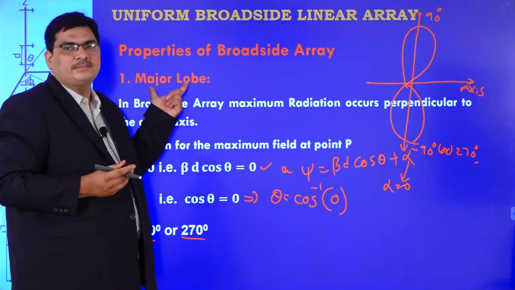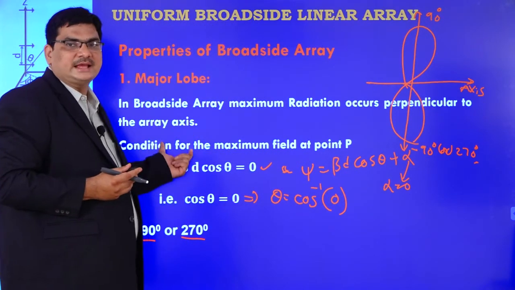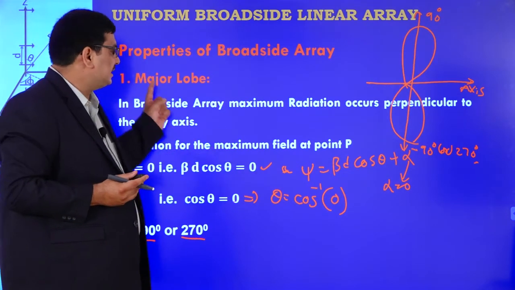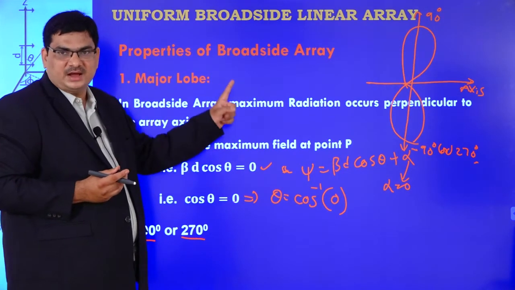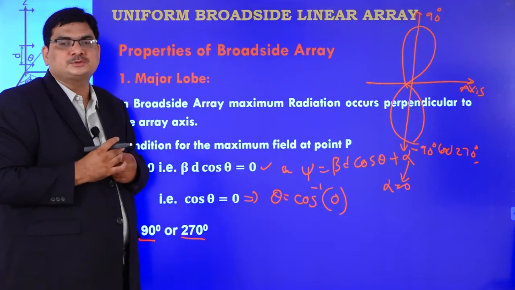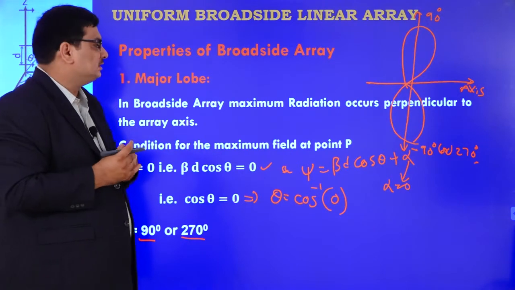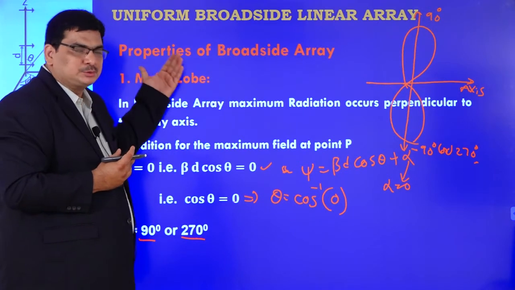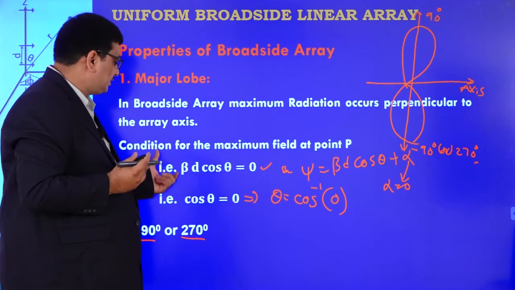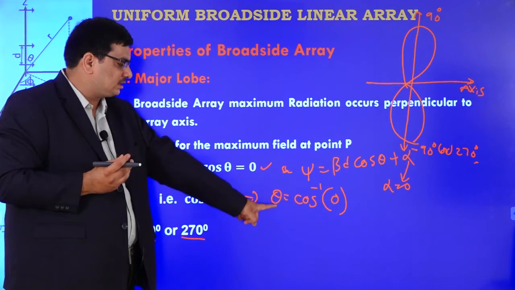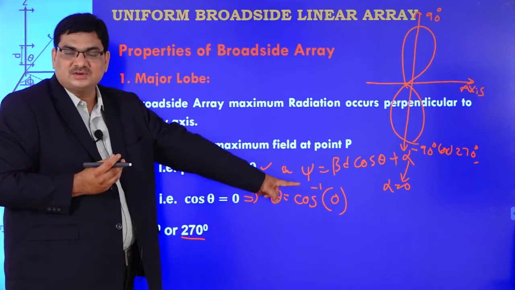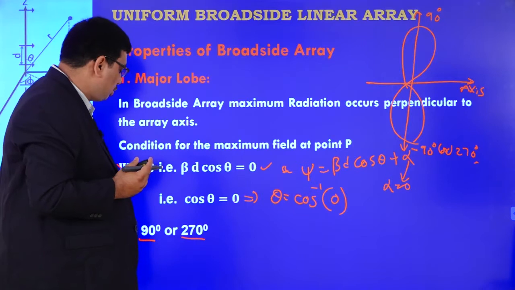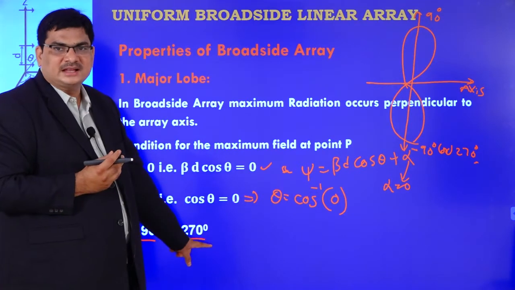So to find your major lobe, you equate psi equal to 0, that is beta d cos theta plus alpha equal to 0. If you substitute alpha equal to 0, then we can say that is a broadside array. So substitute alpha equal to 0 and equate the terms, and finally we get theta equal to cos inverse of 0, that is equal to 90 degrees or minus 90 degrees.